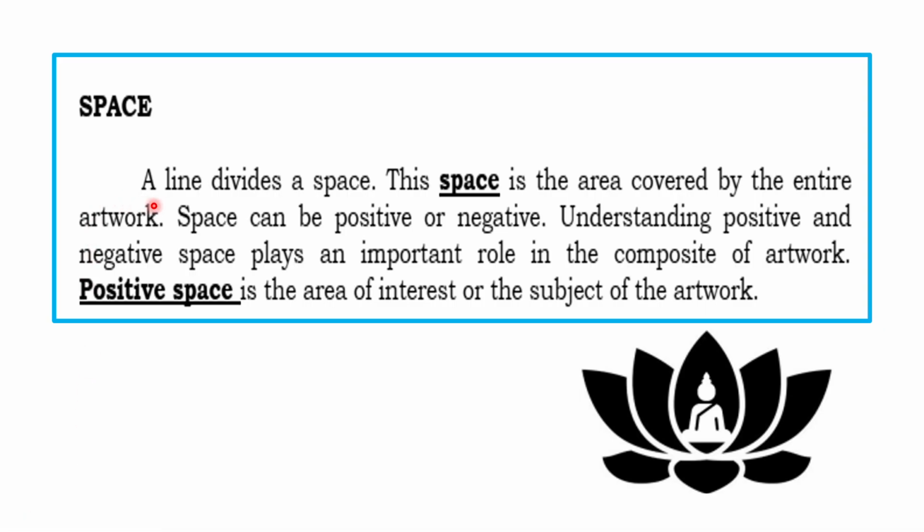Space. A line divides a space. This space is the area covered by the entire artwork. Space can be positive or negative. Understanding positive and negative space plays an important role in the composition of artwork. Positive space is the area of interest or the subject of the artwork.